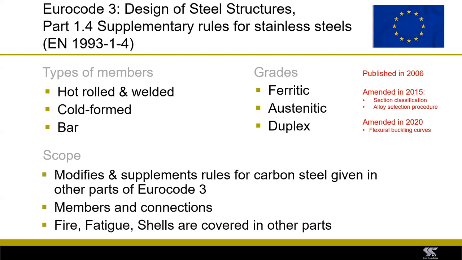Then just recently in 2020, the flexural buckling curves were also amended. So if you happen to need to use the Eurocode for stainless steel, just make sure that you are using the 2020 version, because that will have the full table of flexural buckling curves. Some of the curves got stricter and some new curves were added in the 2020 amendment, on the basis of just better understanding.